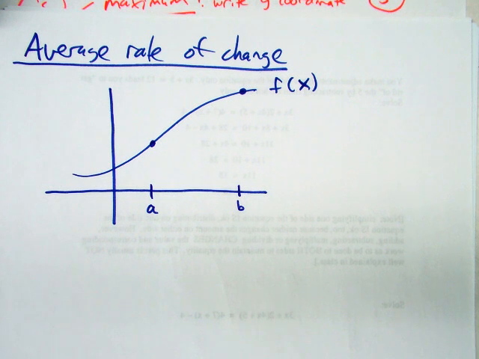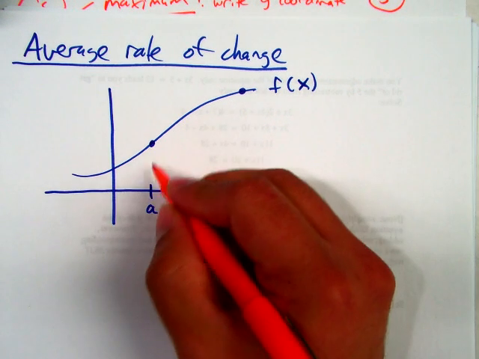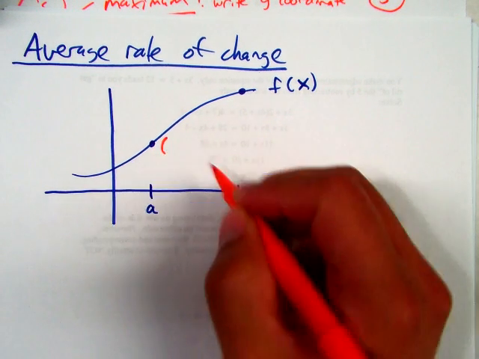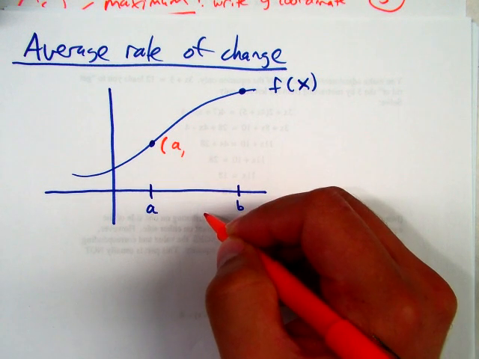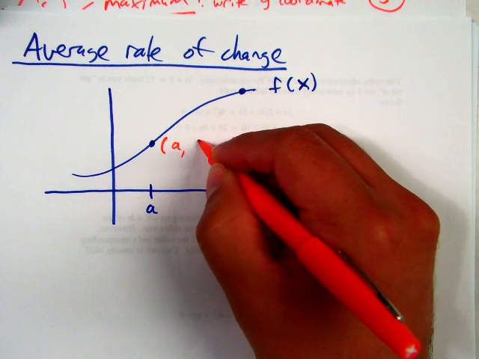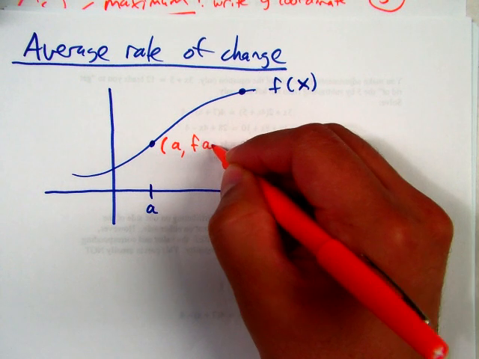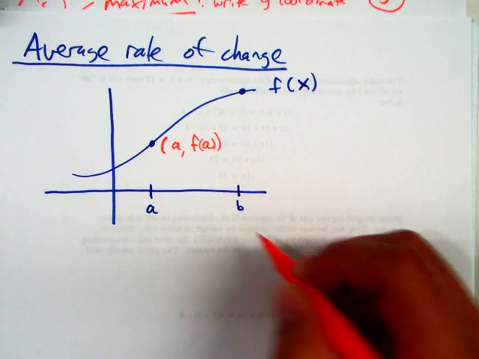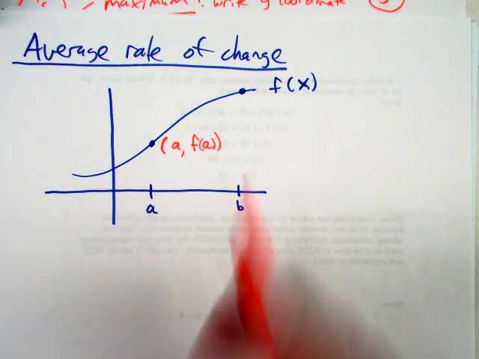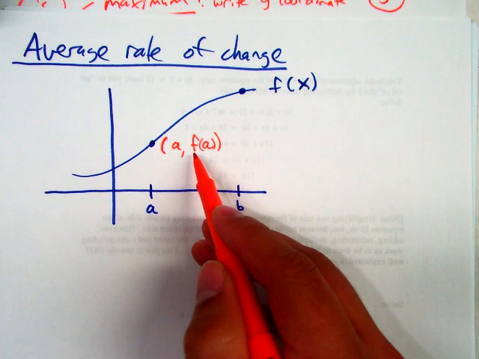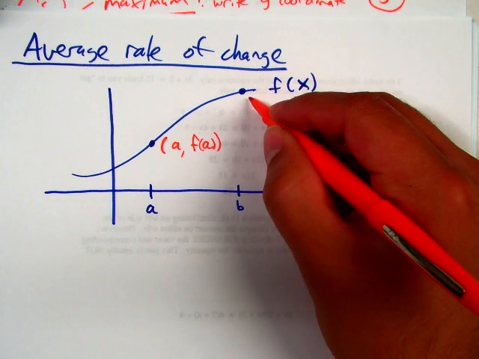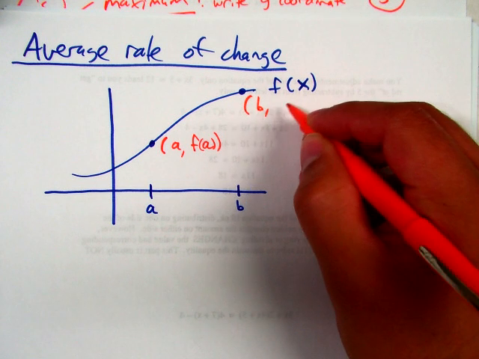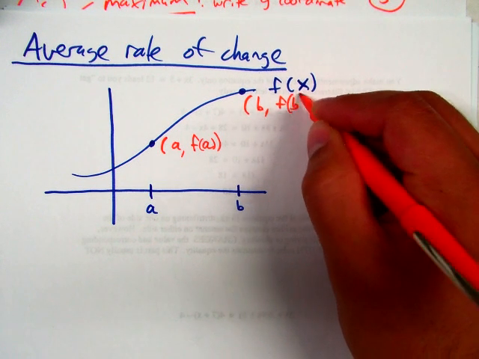See if you guys remember. What coordinates does this first point have? What's x? A. And what would y be? F of x. Not f of x, just x. f of a. Very good. Because to find y, you'd have to plug in a, and that's what this means. F of a means plug it in and figure it out. What coordinates would this have? B, f of b.